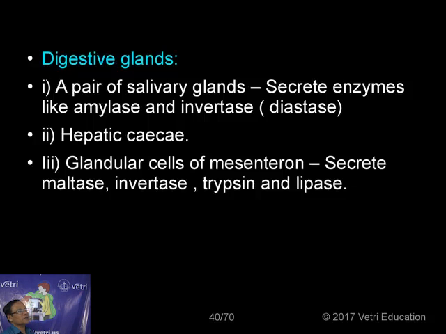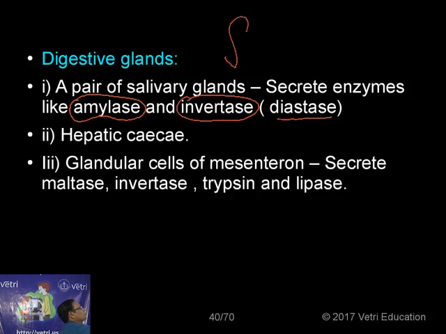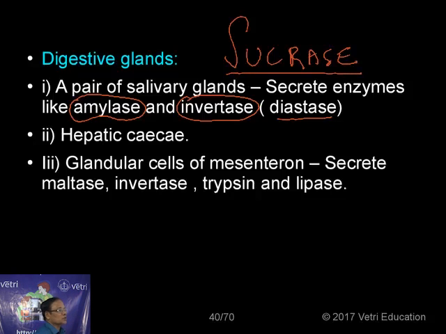So a pair of salivary glands secrete enzymes, particularly the starch digesting enzyme amylase and invertase, otherwise called sucrase. Amylase, also called diastase, is concerned with the digestion of starch, and invertase, another name for sucrase, is concerned with the digestion of sucrose. This is a common name. It is responsible for the breakdown of sucrose, the sugar found in sugar cane. We can simply call it cane sugar.